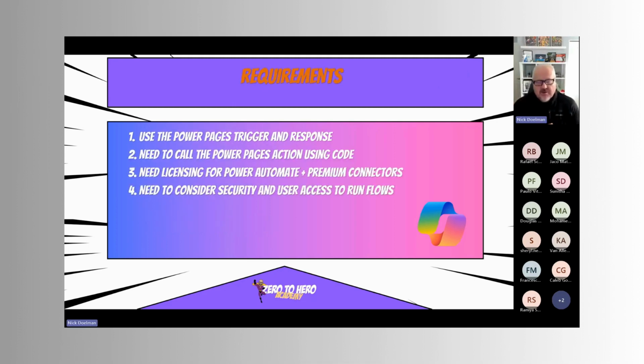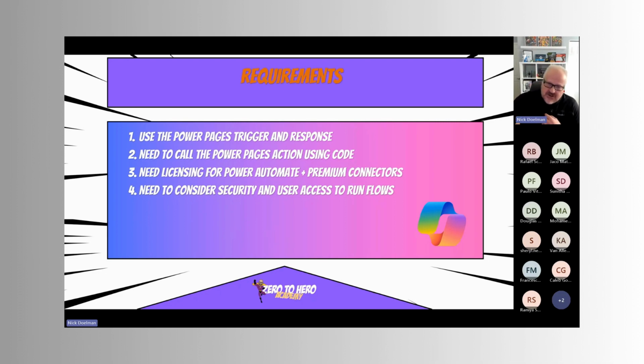So what are some of these requirements, some of the things we need to collect from a recipe before we're going to build our brand new Power Automate routine with our Power Pages site? Well, first off, we're going to use the Power Pages trigger and response. So when we're creating our flow, those are the trigger and response actions or connectors that we're going to use. We need to call the Power Pages action using code, meaning we are going to have to write a little bit of JavaScript, an Ajax call to call that Power Pages action.